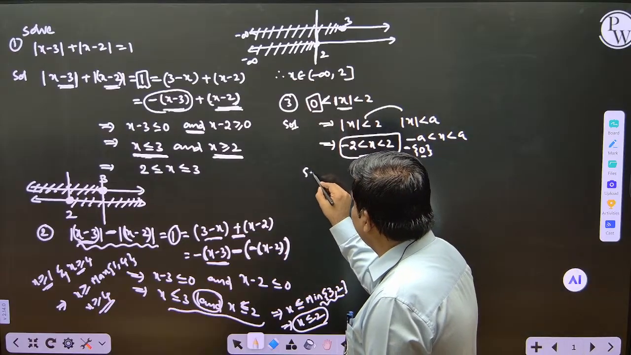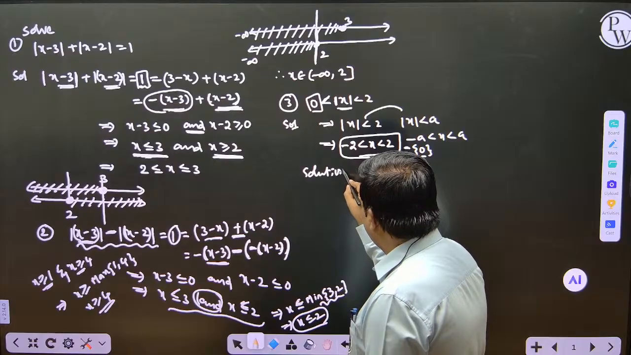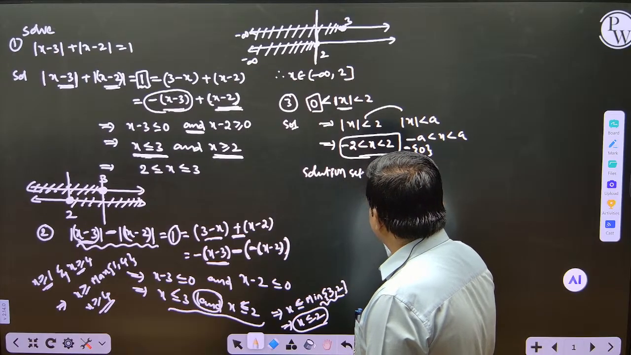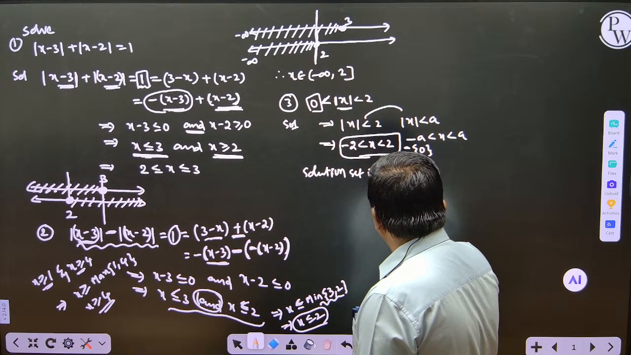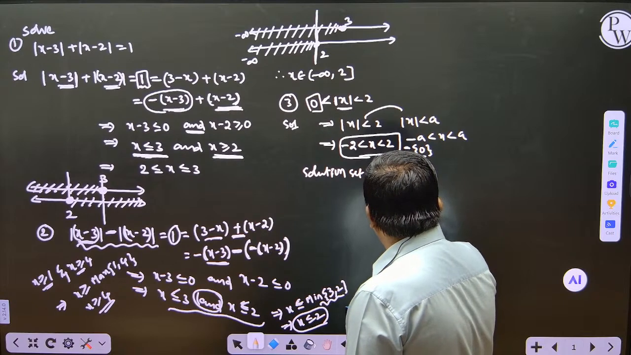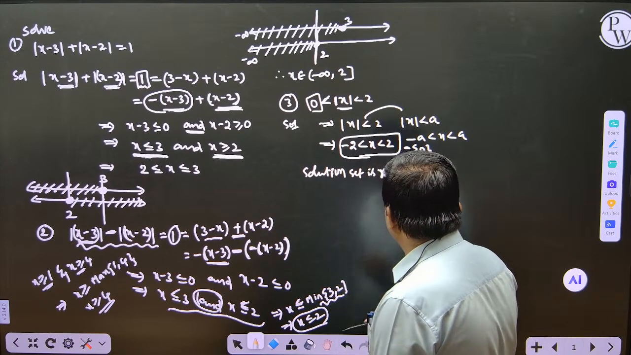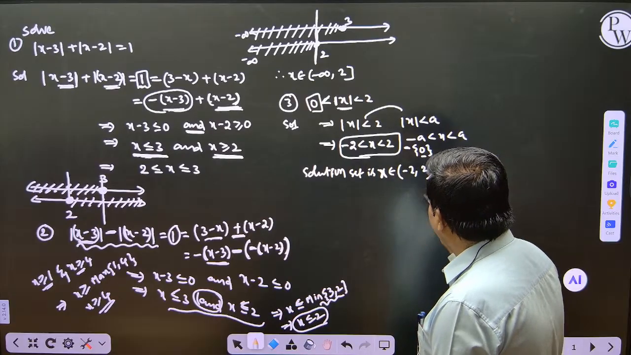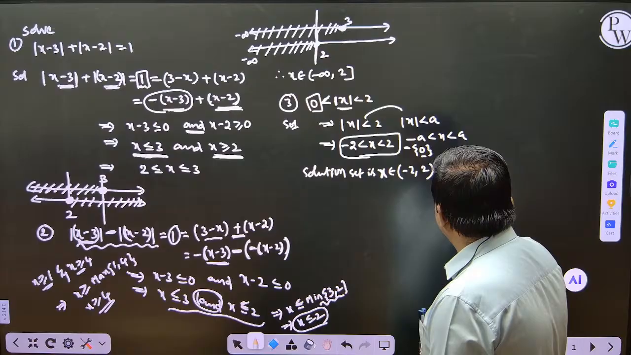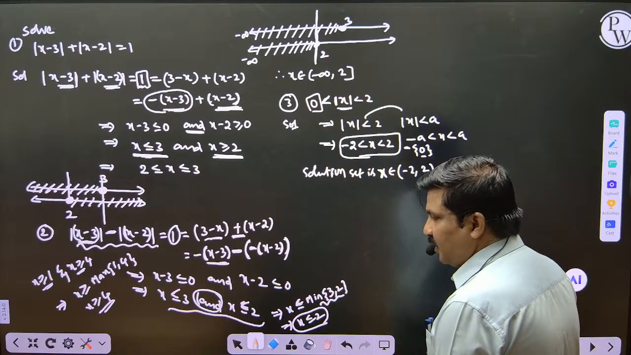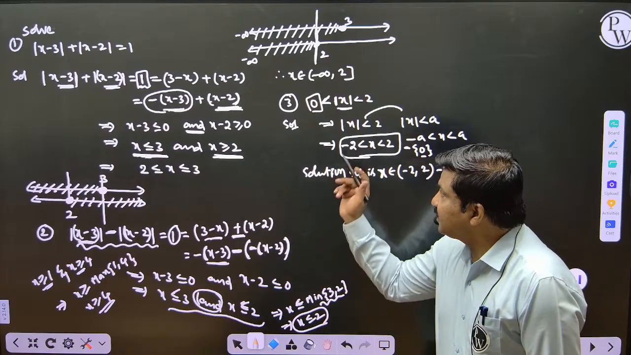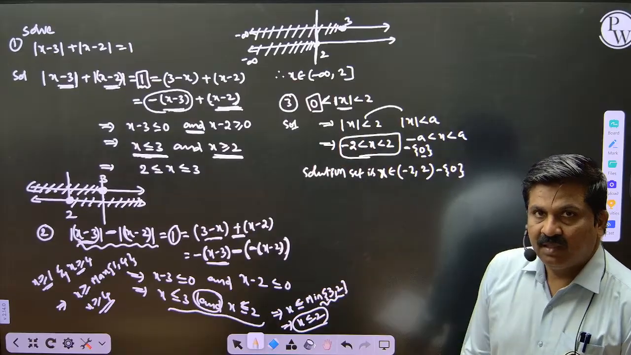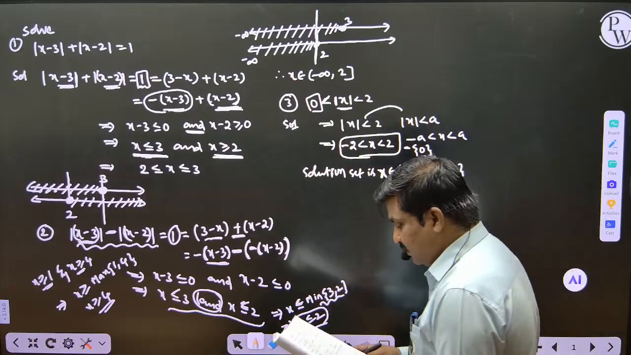Finally, what is your solution? Your solution set is x belongs to the open interval (-2, 2). Why here minus 2 to plus 2? We know that 0 must be deleted from this, because mod x is never equal to 0.